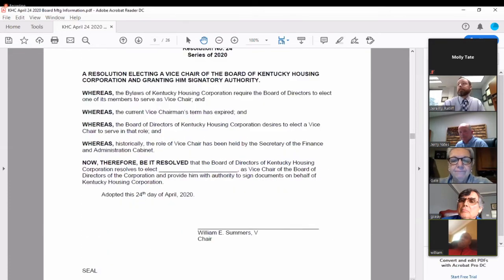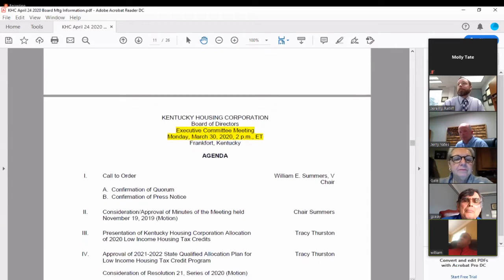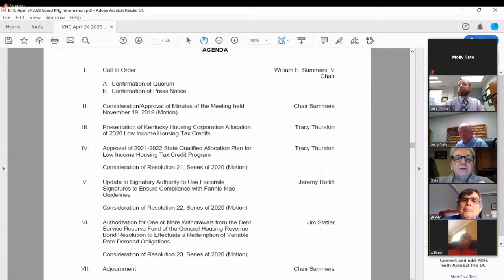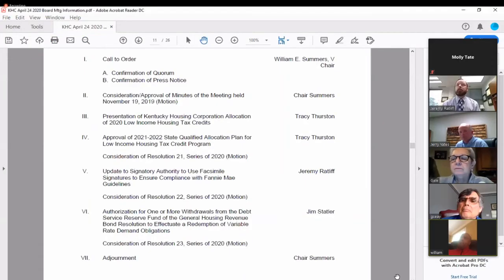Winston, we look forward to your leadership, and thank you for your willingness to serve as the proxy for the Secretary. Thank you, Chairman. I appreciate it, and I appreciate the support of my fellow board members, and I'll attempt to do my very best to do what needs to be done. Well, I'm sure you will.